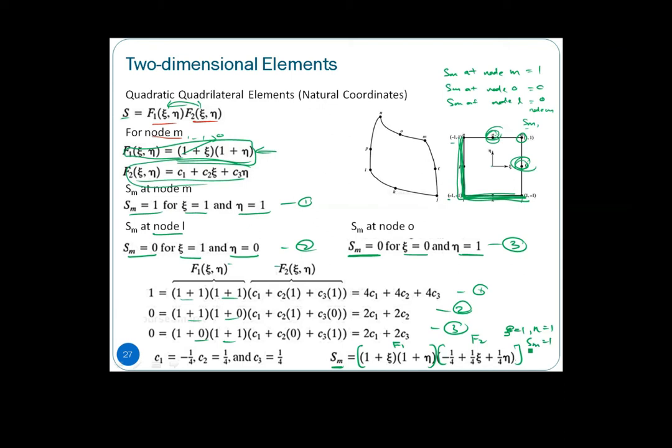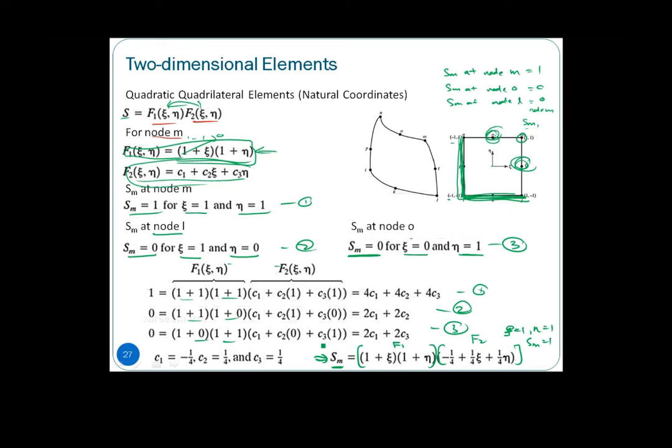Other than this, SM at node O, node L, I, J, N, K, and P, which are the other nodes, will become 0 because these two functions will take care to make sure it fulfills the so-called property or requirements. So here it gives us the first shape function, M. Okay, so that is another way of deriving a shape function of these 8 nodes.